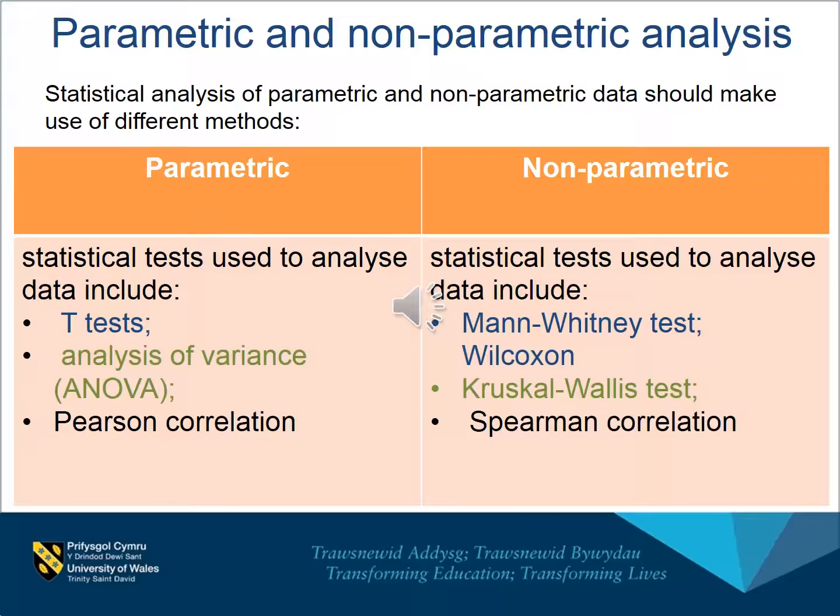So, for example, t-tests, which we would normally use, can be replaced with a test called a Mann-Whitney test or a Wilcoxon test. If it's a typical analysis of variance that we would have preferred to carry out, we can do a test called the Kruskal-Wallis test. And then if it was correlation we were interested in, we can replace our normal correlation, which we call a Pearson correlation, with one called a Spearman correlation. Not something that we need to worry about too much, just to be aware that there are non-parametric equivalents.